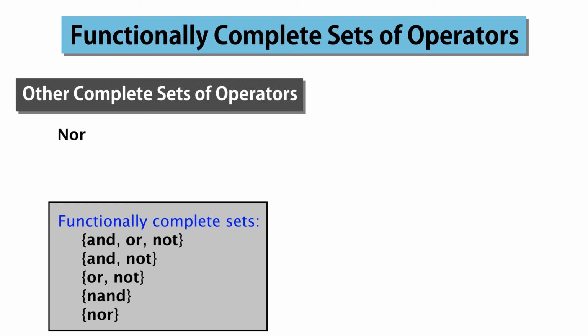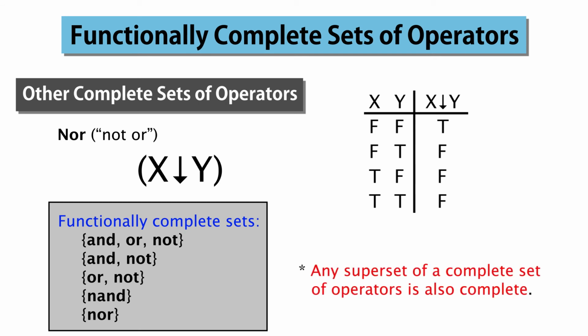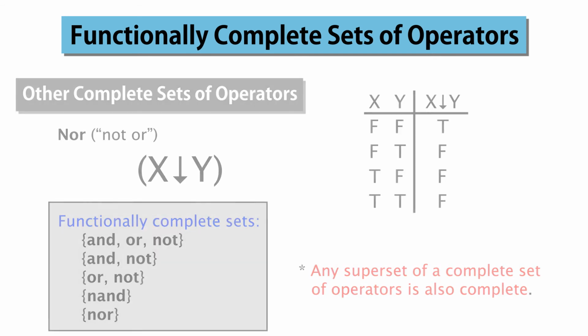NOR, short for not OR, is sometimes denoted in logic by the downward arrow. It has the truth table shown here. We can show that NOR is functionally complete just as we did for NAND by showing that it's adequate to define AND and NOT. We'll leave that as an exercise for the viewer. Notice that any superset of a complete set of operators is also complete.